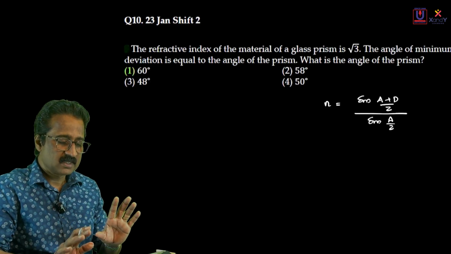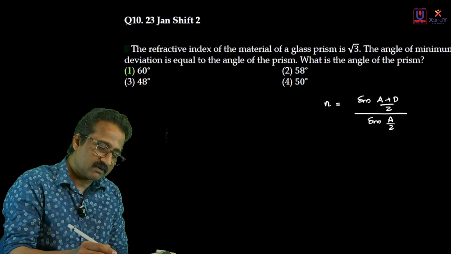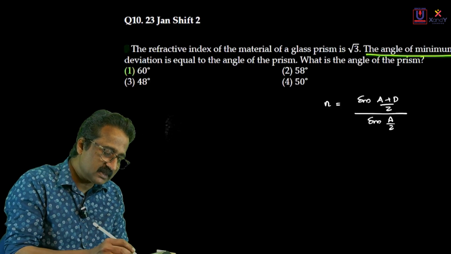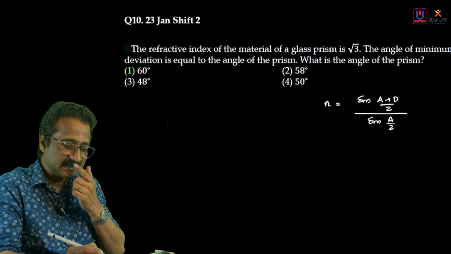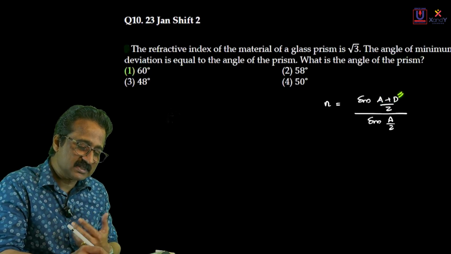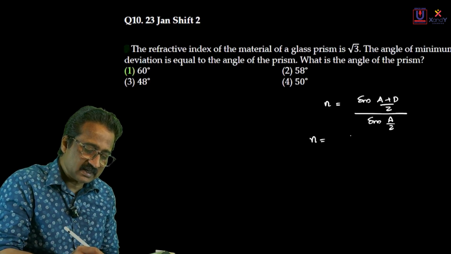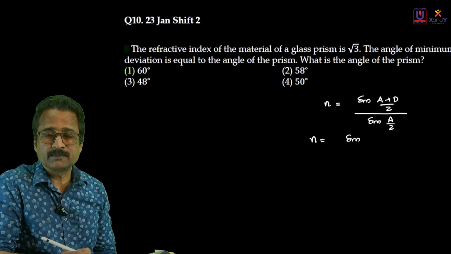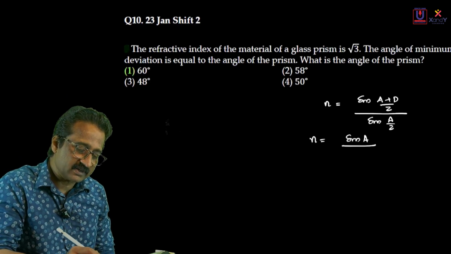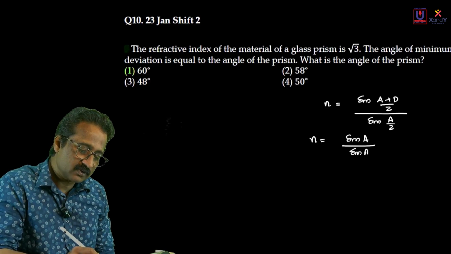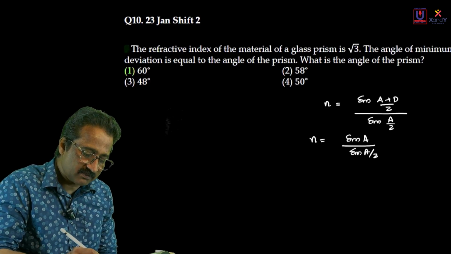Now here they say that the angle of minimum deviation of the prism is equal to the angle of prism. So this A and D are equal. That is what they say. And they ask you what is the angle of prism. So this D can be written as A. I can rewrite the equation as n = sin((A + A)/2). A plus A by 2 is 2A by 2. That reduces to sin A divided by sin(A/2).